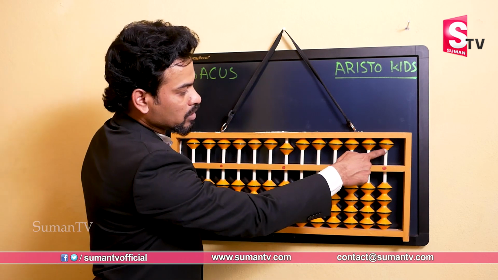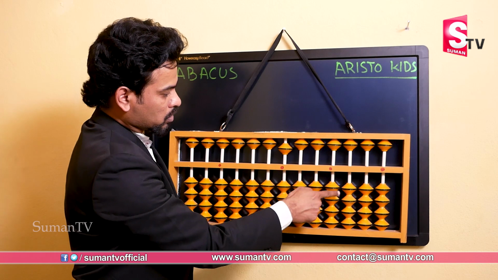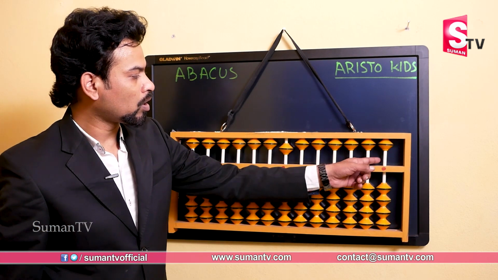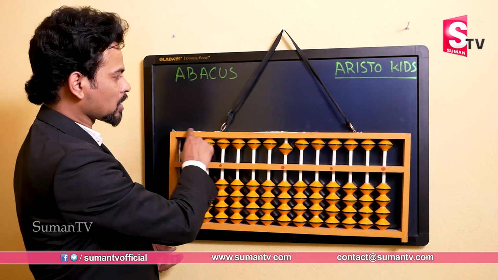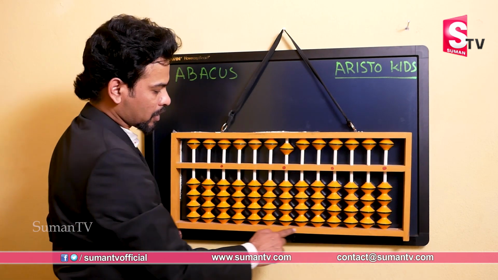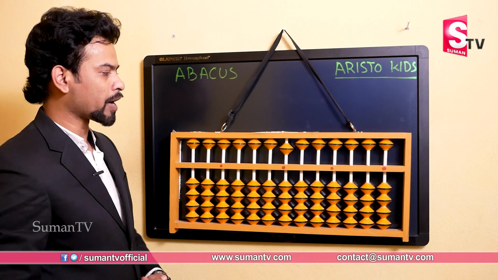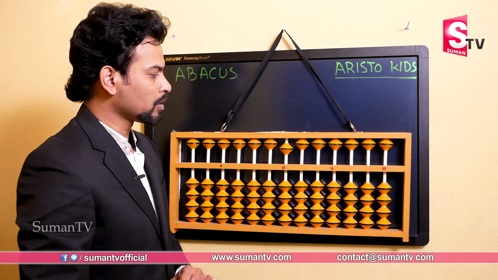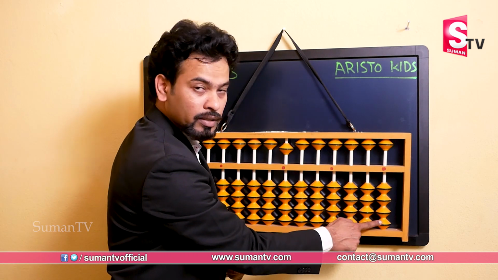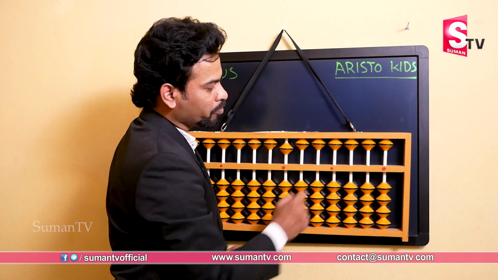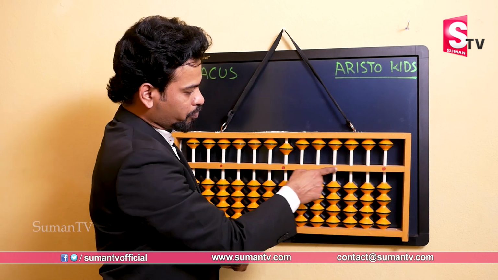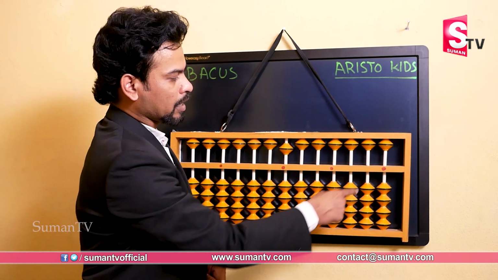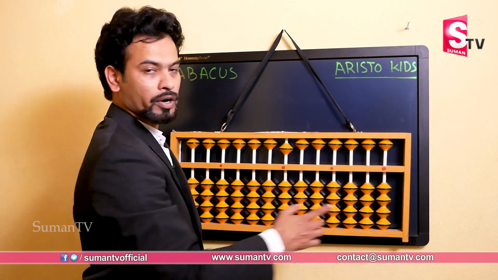And you can find some white color rods which hold these beads. These are called rods. And this outer part of the abacus is called the frame. So basically I told you there are 5 parts. The first part is lower bead, the second part is upper bead, the third part is beam, the fourth part is unit dot, and the fifth part is rod.